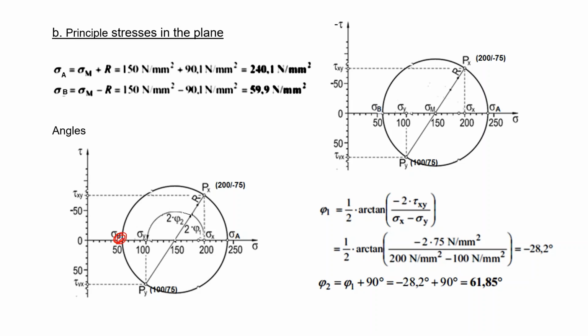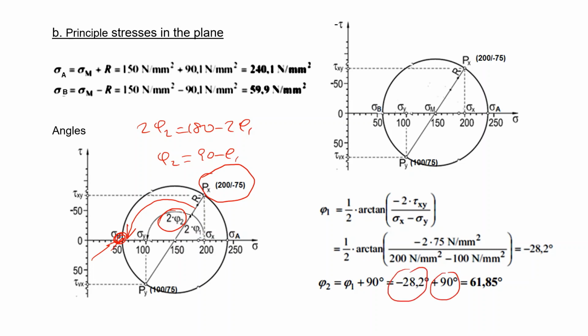About the next one, I need to determine now, starting again from the reference plane, to reach the other principal plane, I have to rotate by 2 phi 2, and that is 2 phi 2 equals 180 minus 2 phi 1, or phi 2 equals 90 minus phi 1, and as you see, phi 2 equals 90 minus 28, and that's 61 degrees.